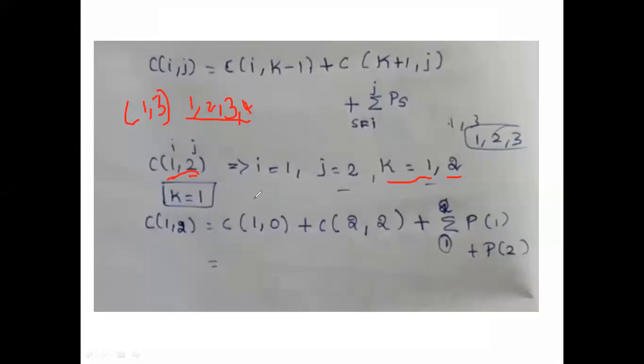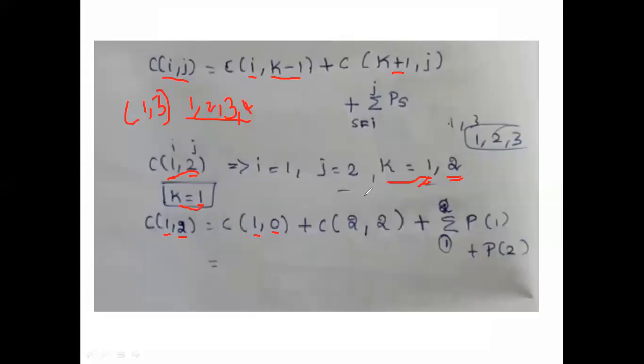So 1 and 2. First you substitute k equal to 1. So i comma j, i is 1 and j is 2: C of 1 comma 2. So C of i, what is i? 1. Okay, k minus 1, k is 1, so 1 minus 1 is 0, plus C of k plus 1. First we substitute k equal to 1, then next time we will substitute k equal to 2.